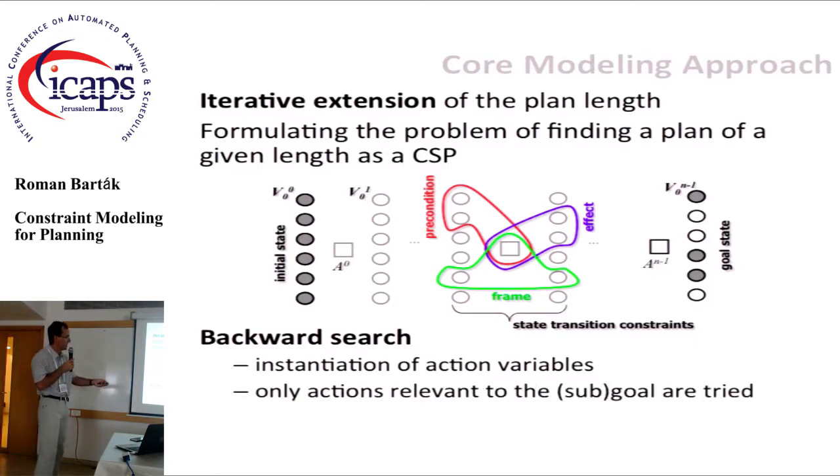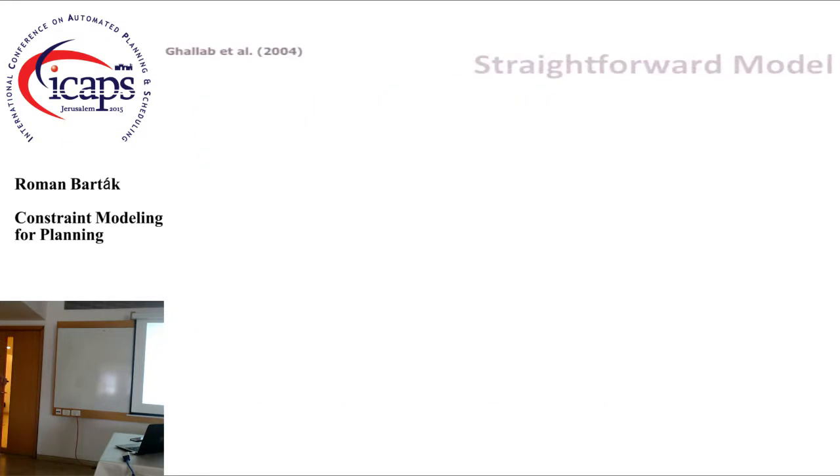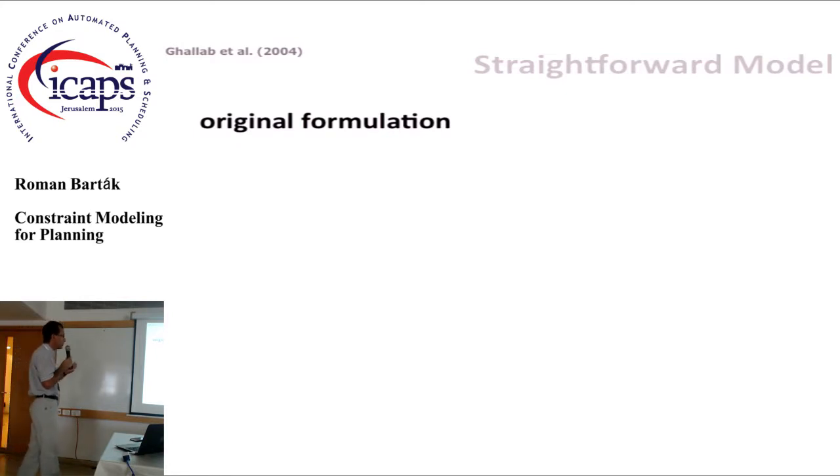And as I said, we'll be trying only actions which are relevant to the goal, which means this will be a small number of actions for the last action variable than for the first action variable, which is the reason behind backward search. Okay, so let me now be more specific about how the constraints should look. So this is a model that I call a straightforward model. You can find it in the famous automated planning textbook by Ghallab, Nau and Traverso. So they describe the formulation in a very straightforward way.